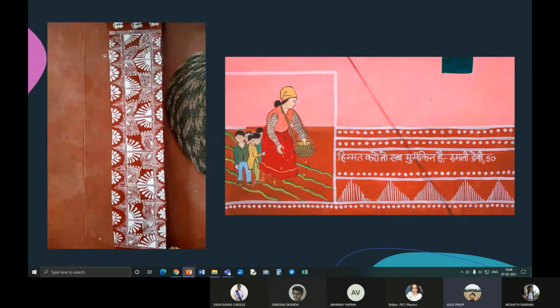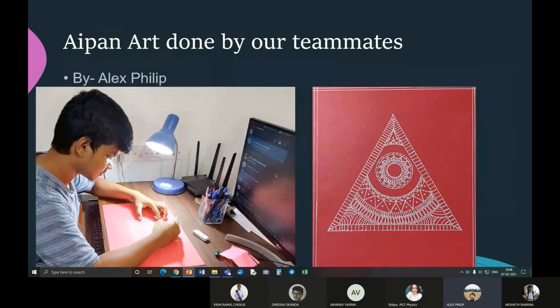So here we have a picture of Aipan art done on the floors of the house, and on the right side we can see it on the walls. So this is the Aipan art done by our teammates.